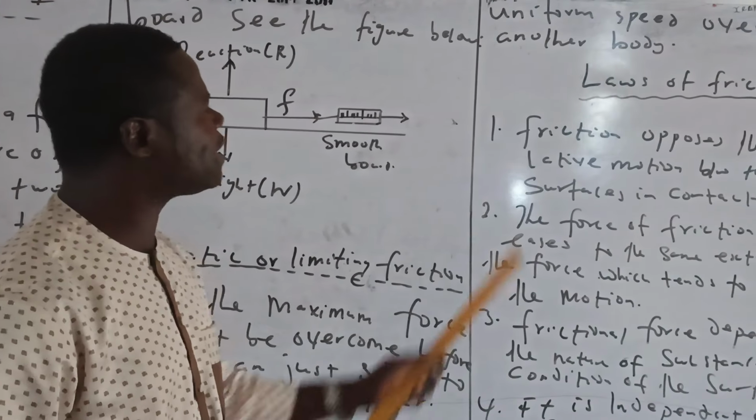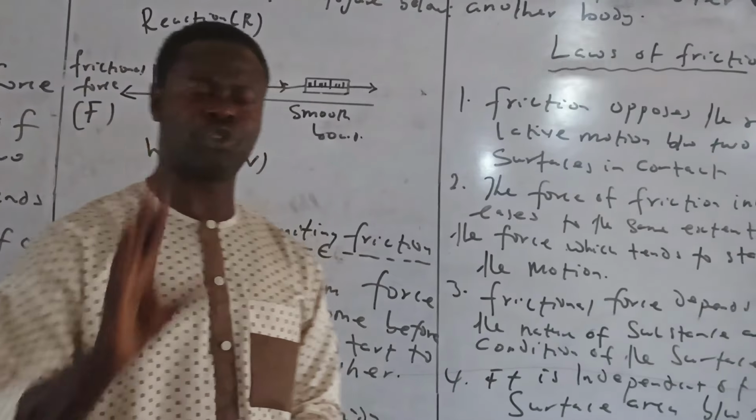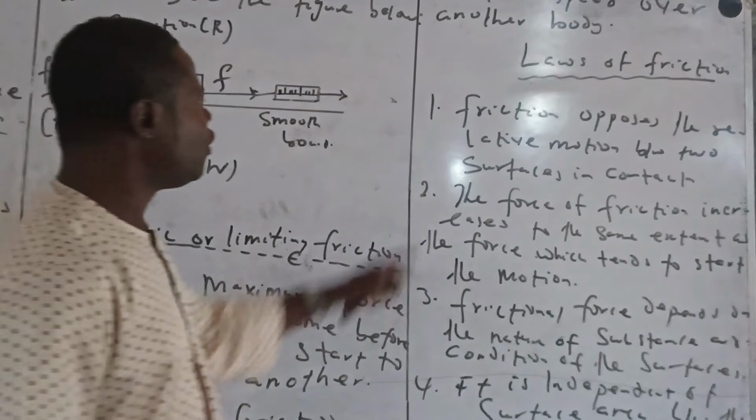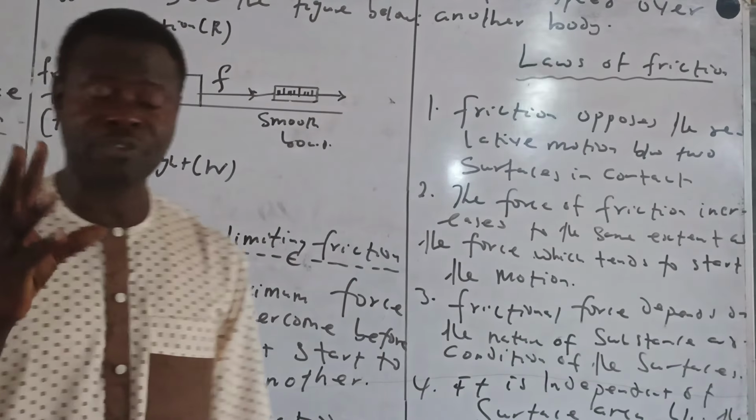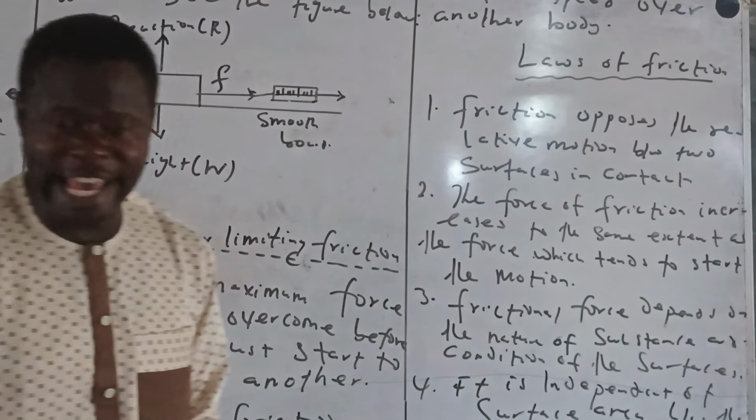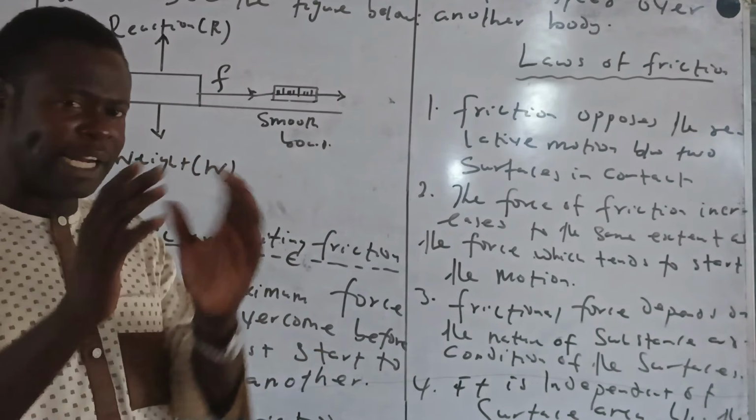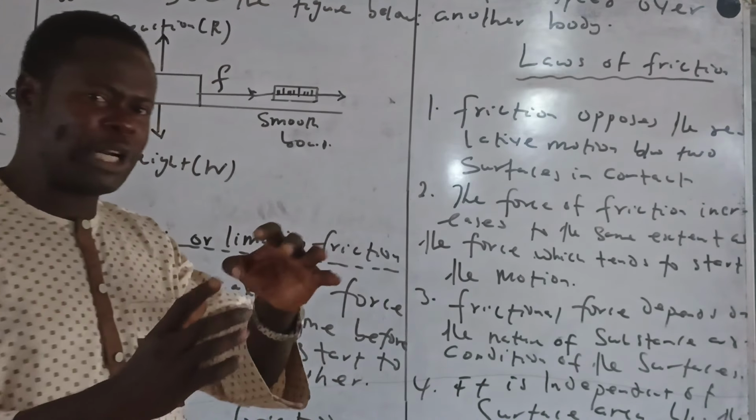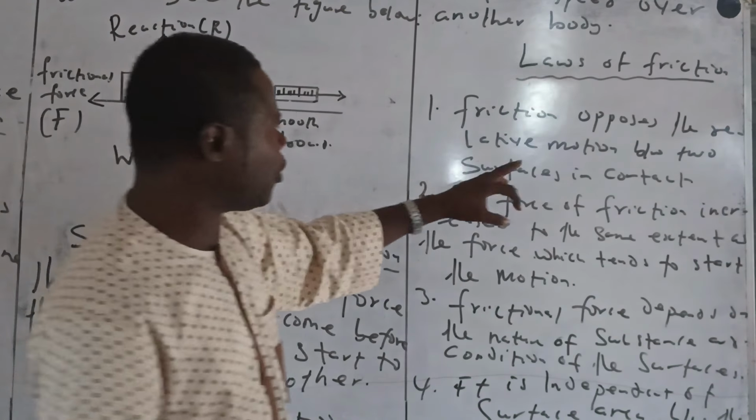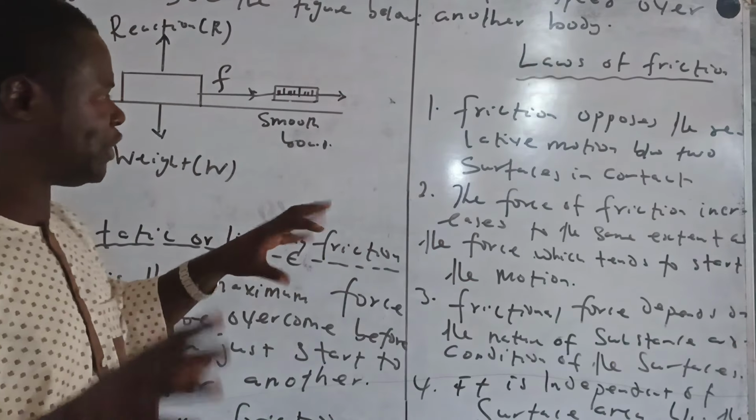From there, we look at the laws of friction. We have 5 laws of friction. Number 1, friction opposes relative motion between two surfaces in contact. As we say, there must be opposition between two bodies. Relative motion: one is the force you apply, and the other is the frictional force. So they oppose each other. They have what we call opposition between their surfaces in contact.